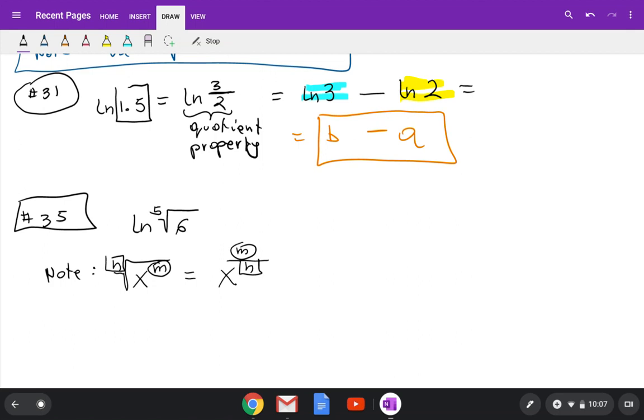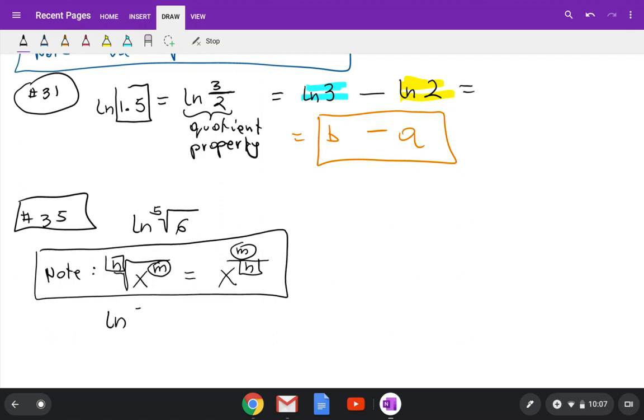So this is the note. This is the hint for that problem. So let's talk about our problem. We have ln of the root of index 5 of 6. Let's rewrite that root of index 5 as 6 to the power, and again, you don't see any exponents next to 6. That means it's 1. So 6 to the power of 1 over 5.